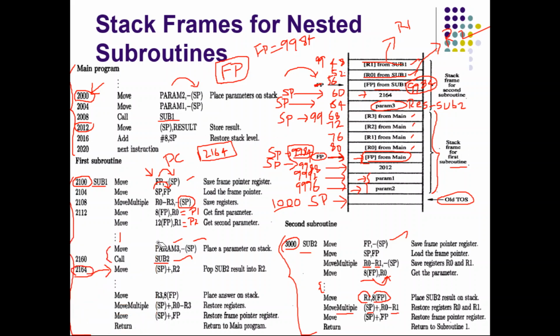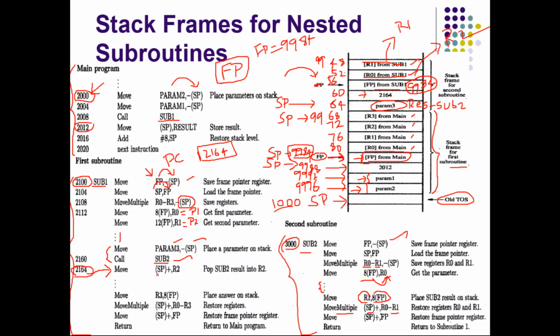Again, the moment you pop, pop means return that particular value and increment the stack. So now SP becomes 64. Now once again SP is pointing to 64. Okay, fine. Now PC is 2164, so whatever the instruction at 2164 is, that will execute. Again, what it is doing is popping some parameter, right?